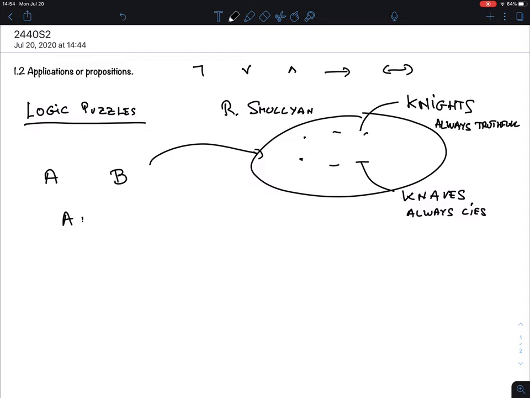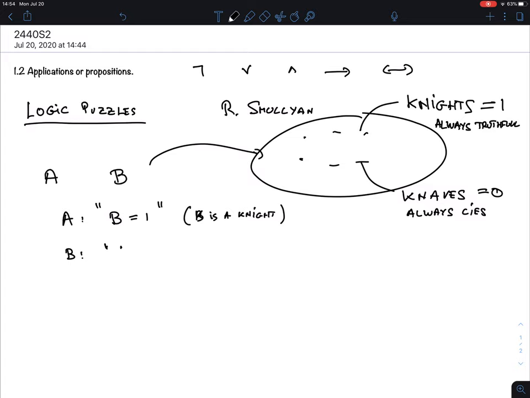So A says B is a knight. Now, we're going to have to make this a little bit formal, and we don't want to write too much. So a knight, I'm going to call 1, and knaves are 0, right? Because 1 is truth and 0 is lies. Okay. So A says B is a knight. So this means B is a knight. Okay, that's what this means. I'm writing it formally this way to make it easier for us to recognize what it is. Now, B says also something. What does B say? B says, we are opposite.